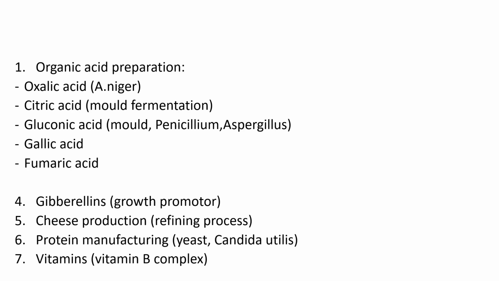Next is organic acid preparation. These fungi are also used in the preparation of organic acids like oxalic acid, citric acid, gluconic acid, gallic acid, and formic acid. Oxalic acid is produced from Aspergillus niger. Citric acid is produced from some mold fermentation. Gluconic acid is produced from molds like Penicillium and Aspergillus.